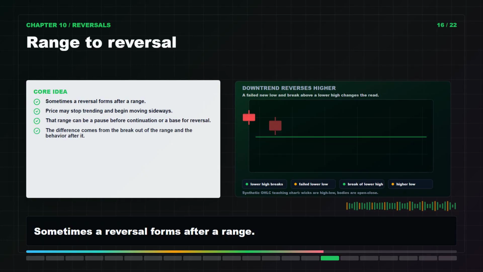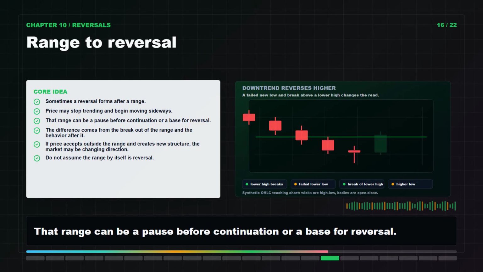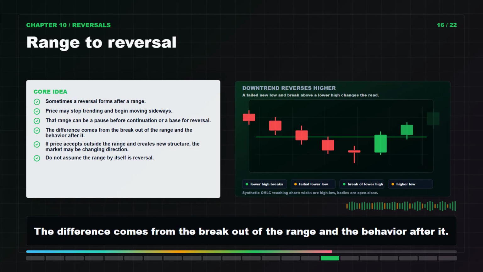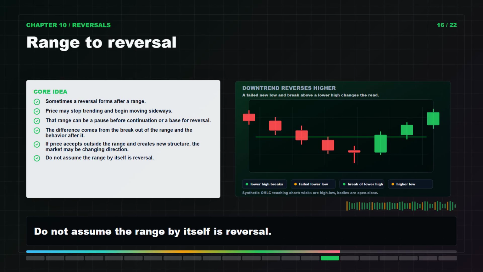Sometimes a reversal forms after a range. Price may stop trending and begin moving sideways. That range can be a pause before continuation or a base for reversal. The difference comes from the break out of the range and the behavior after it. If price accepts outside the range and creates new structure, the market may be changing direction. Do not assume the range by itself is reversal.